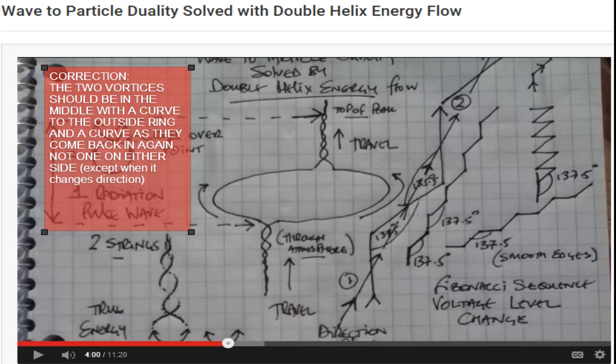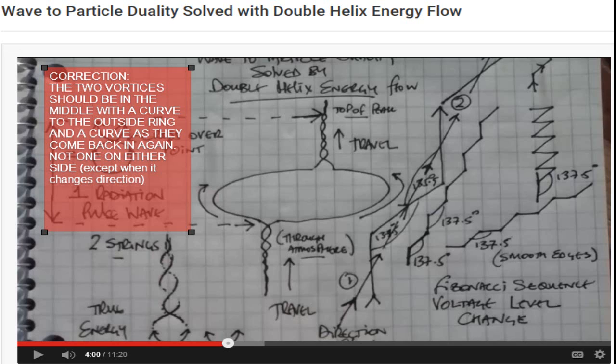Okay, today we're going to be looking at the structure of energy in smoke. Now I brought up this screenshot of my wave to particle duality solved with double helix energy flow, which is how a particle goes from a particle to a wave. And I showed several modes of travel on the right hand side there where it says 137.5 degrees, which is a Fibonacci sequence. If you look at the top right hand one, which looks like a load of Z's, that is how smoke rises.